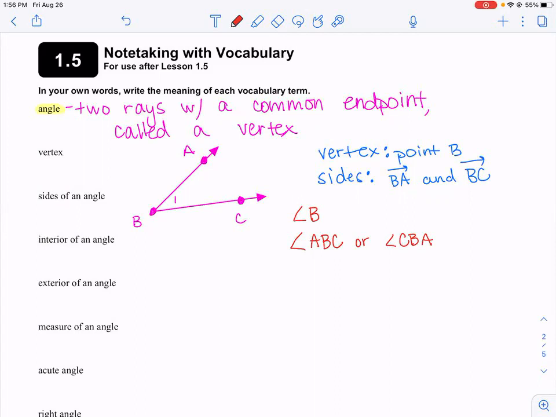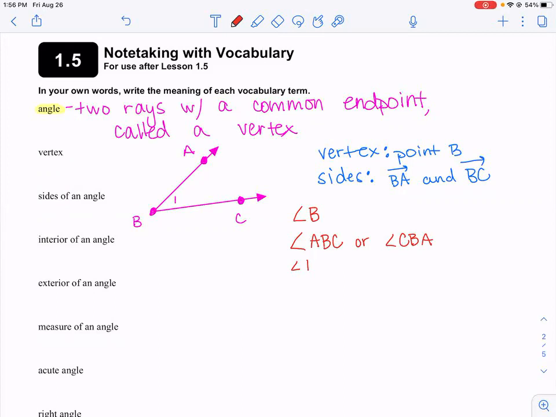Or sometimes, not all the time, there could be a number right here. So we could also call this angle 1 because there's a number 1 right there. Especially if there's more than one angle, they might label them with numbers.